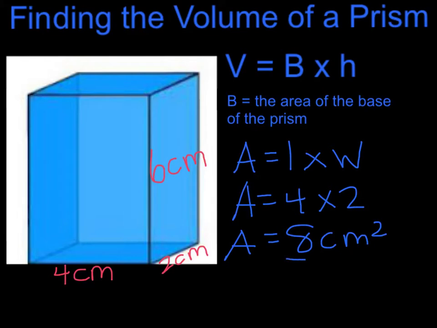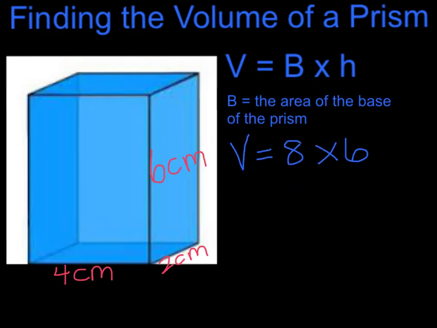Now I need to take my answer of 8 centimeters squared and multiply it by the height of the prism. The height of the prism is 6 centimeters. Since the area of my base is 8 centimeters squared, I have plugged that in for B. Volume equals 8 times 6. I know that 8 times 6 is 48. So the volume of this prism is 48 centimeters cubed.